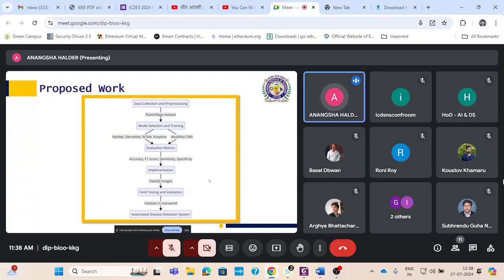And then we have evaluated using the evaluation metrics of accuracy, F1 score, sensitivity, and specificity. While implementing, we have classified the images based on their diseases, and then field testing validation, and our research work can be used for an automatic disease detection system for real world purposes.